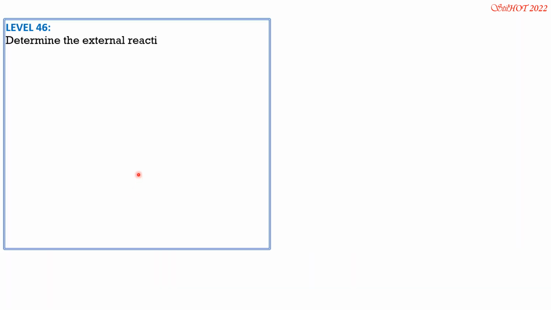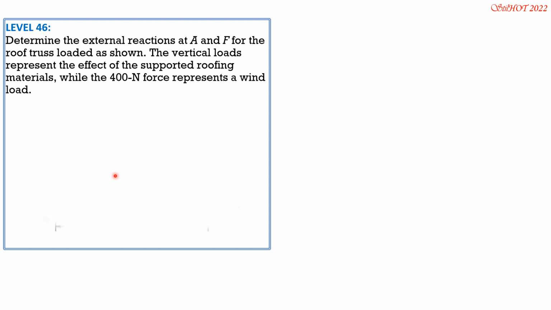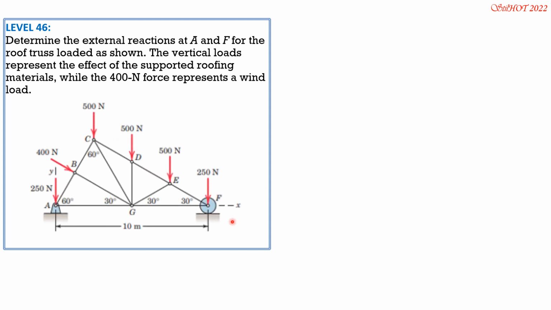Determine the external reactions at A and F for the roof truss loaded as shown. The vertical loads represent the effect of the supported roofing materials, while the 400 Newton force represents a wind load. Here is the given figure.